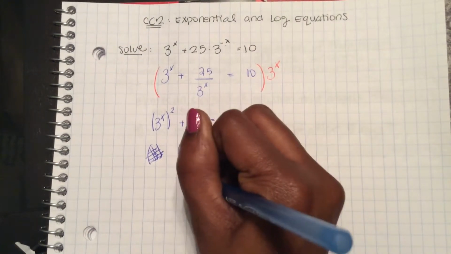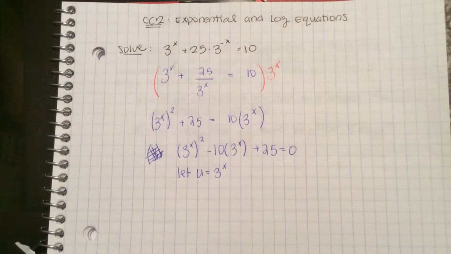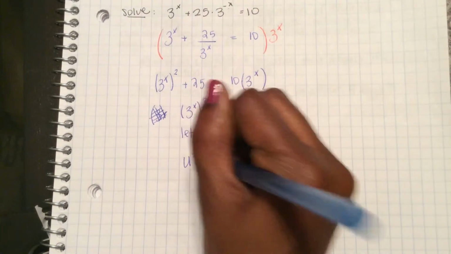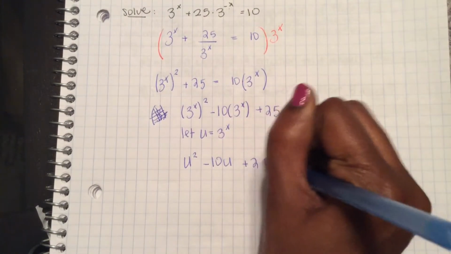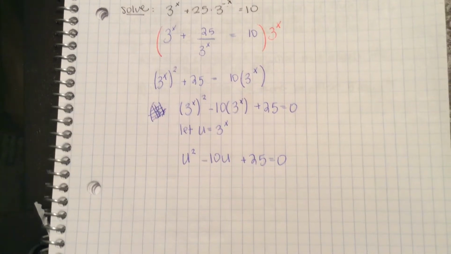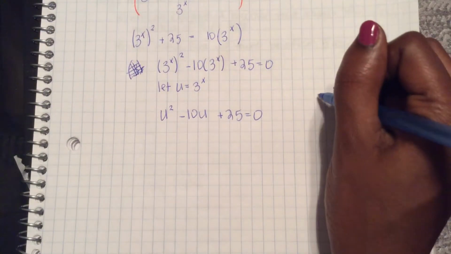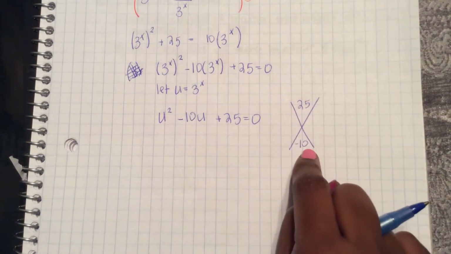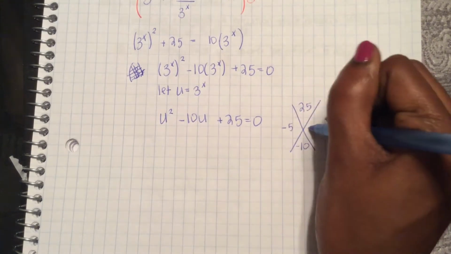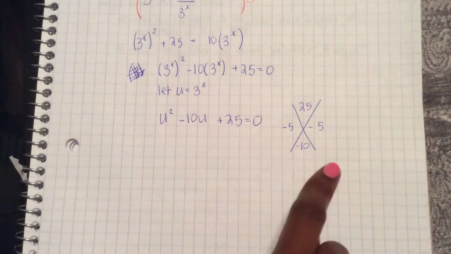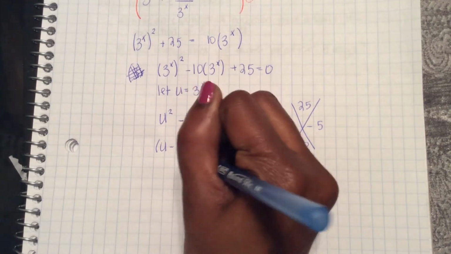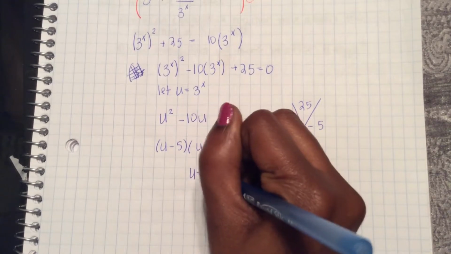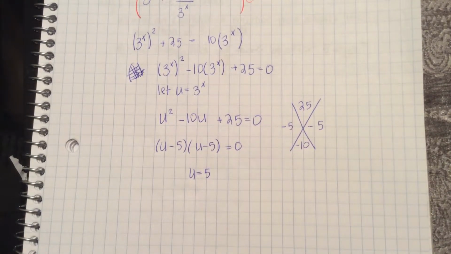I'm going to let u equal 3 to the x to make this problem a little bit simpler. So now I have u squared minus 10u plus 25 equals 0. So now I have a standard quadratic I can factor. Two numbers that multiply to make 25 and add to make negative 10 are negative 5 and negative 5. So you can do your box here. u minus 5 times u minus 5 equals 0. So that means u equals 5 or u equals 5.